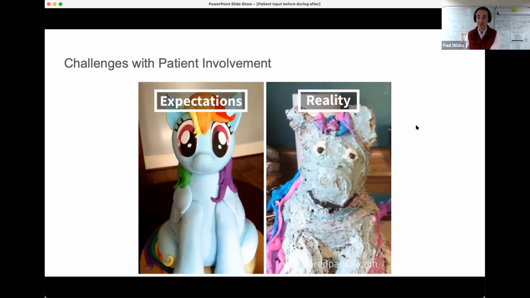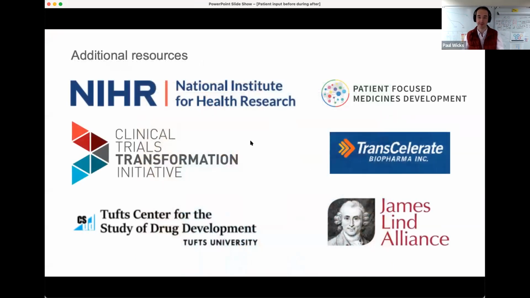And there are criticisms in the field. The biggest one is about tokenism and about this just being sort of a band-aid. And so I think it's important to be self-critical and reflective about the extent to which we're really climbing that ladder of citizen participation. So in closing, just to point you towards some additional resources.